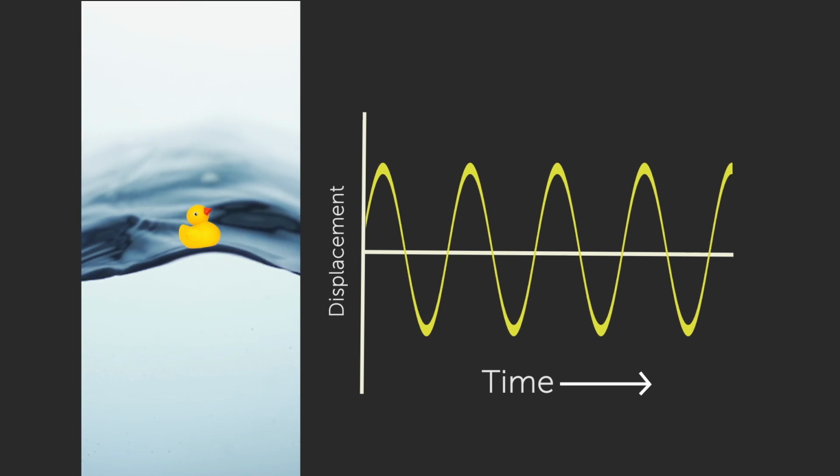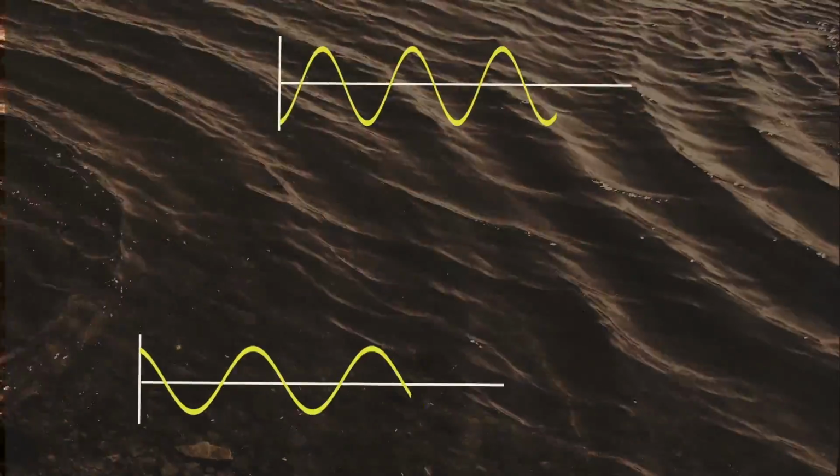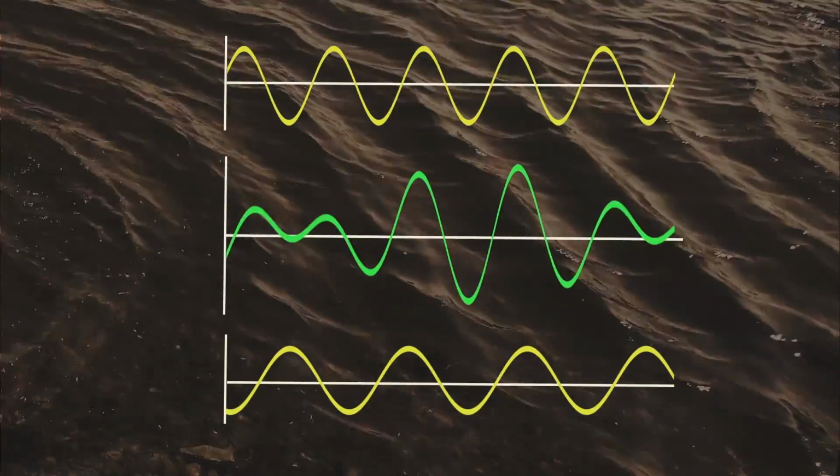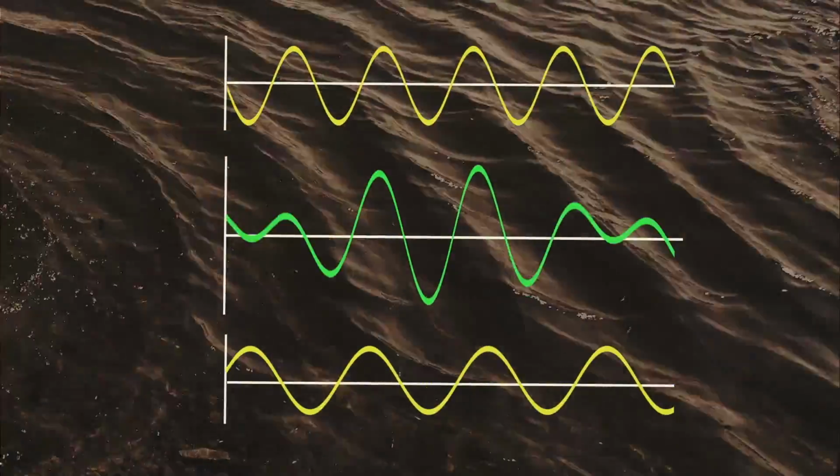Once we have this mathematical model, we can explain and predict more complicated waves. For instance, when two waves interact in the water, the result is a more complex pattern. By superimposing a chart of each wave and adding together their displacements over the same time intervals, you can graph the more complex wave pattern.